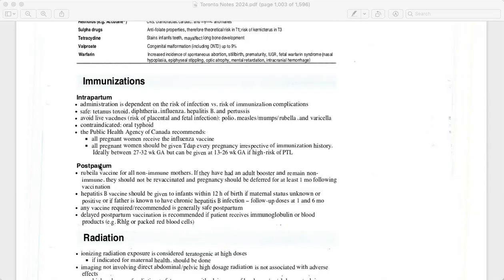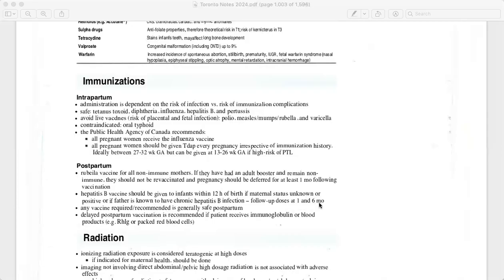And postpartum, all the live vaccinations like rubella, measles, mumps, or whatever is needed. Hepatitis B should be given to the infants within 12 hours of birth, and if maternal status is unknown, so this is important. If the maternal status is unknown or positive, or the father is known to have chronic hepatitis B, follow-up doses at 1 and 6 months.